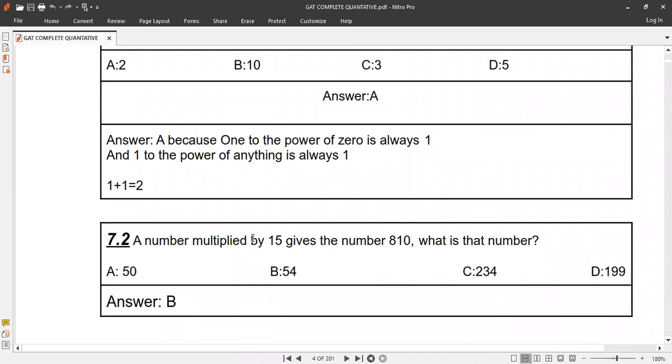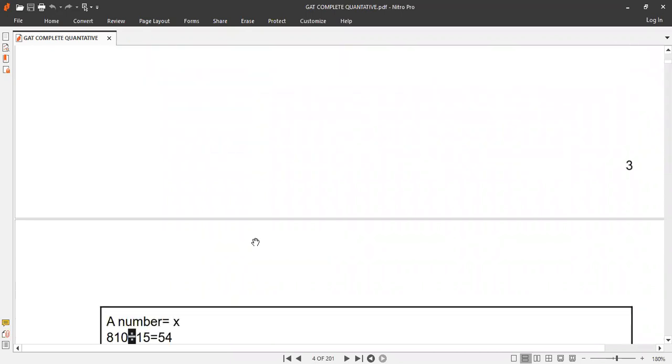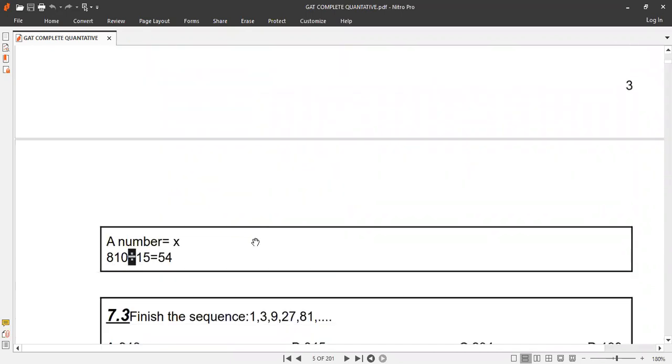So no need to explain this question more. The next question, here they explain it.